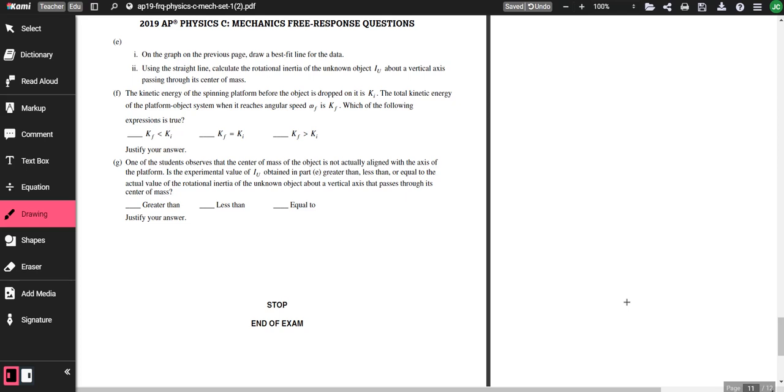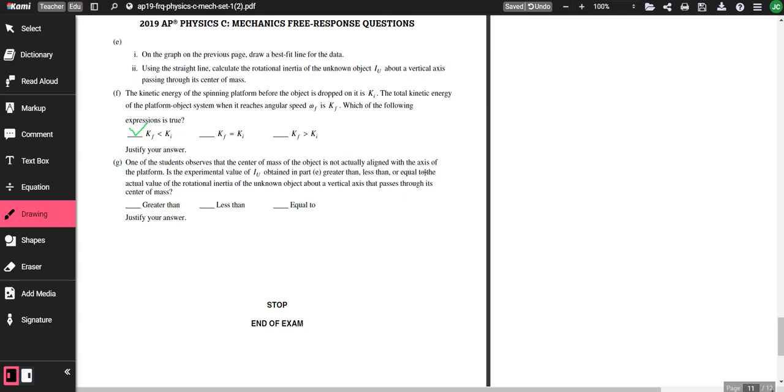All right, part F. The kinetic energy of the platform is equal to Ki. They want to know about the other. Okay, so they want to know about what's going on with the kinetic energies. Is it going to be greater than, equal to, or less than? There's a few different ways to go about this, but I'll tell you now that this is not an elastic collision. This is what we call an inelastic collision. In fact, this is actually a perfectly inelastic collision. So the answer is going to be that the final is less than Ki.